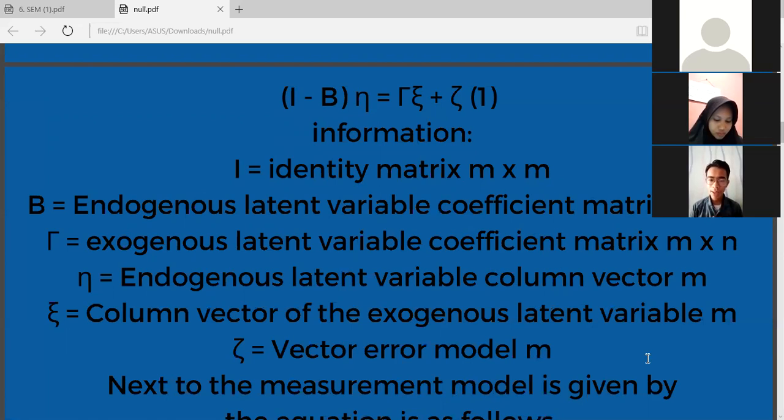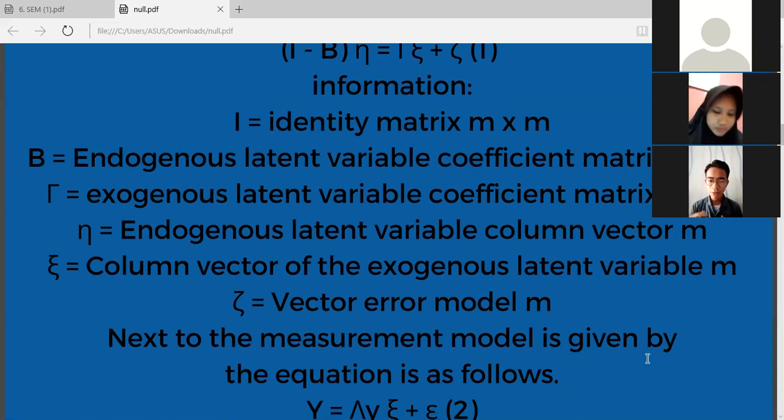The B is the endogenous latent variable coefficient. The gamma is the exogenous latent variable coefficient matrix for M multiplied by N. The eta is the endogenous latent variable column vector M. The xi is the column vector of exogenous latent variable. The zeta is the vector error model M.